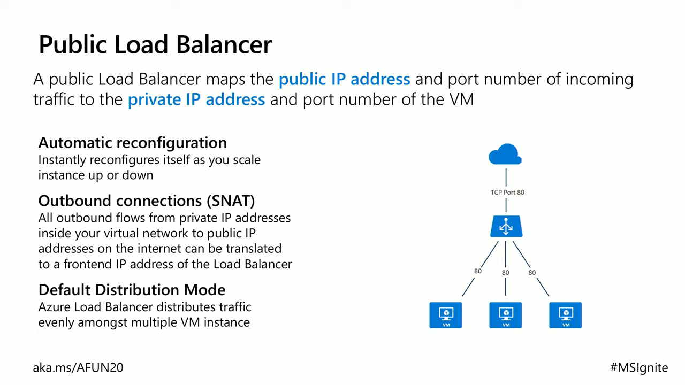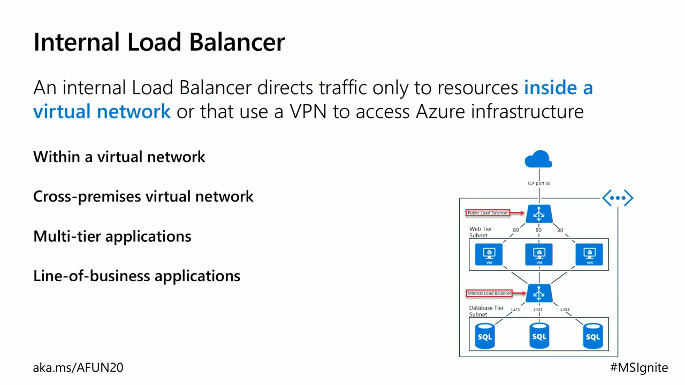And it can automatically reconfigure itself. So if you're expecting a lot of traffic, or you need to ensure that your services stay up, you can add more VMs and more resources. But if one of those falls down, the load balancer knows and can reconfigure how it's distributing traffic. All the outbound connections, including from your virtual network, can be translated to front-end IP addresses too. And as I said, the default distribution model is to evenly distribute things, but you can change that if that's what you need to do.